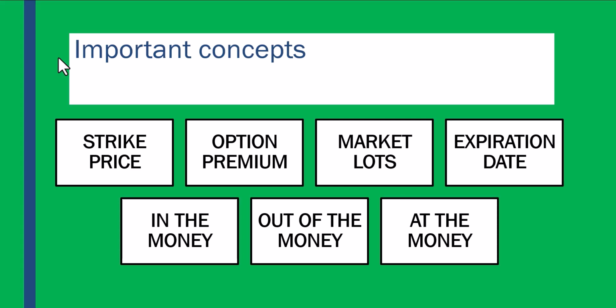So I'll just quickly cover a little bit of unfinished theory part. These are things we have done already. A strike price, we know what is strike price. Option premium, we know what is option premium. Market lots, we know what that is. Expiration day, we know. In the money, out of the money, at the money, doesn't require any explanation, so I'm just skipping that.